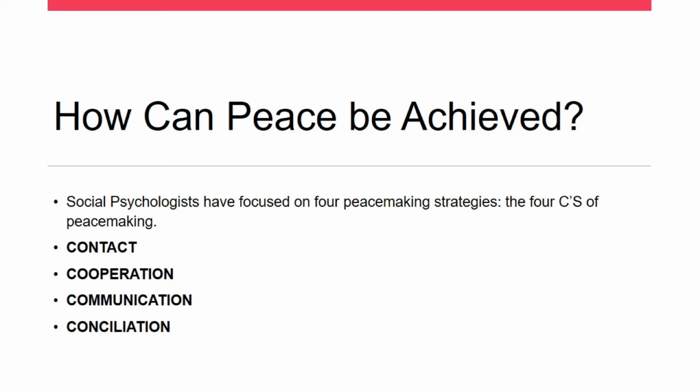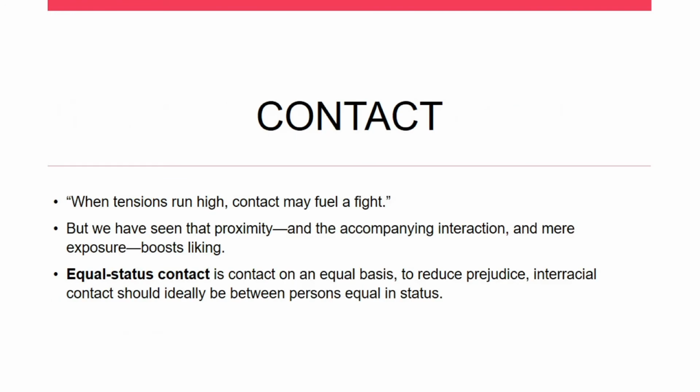Social psychologists focus on four peacemaking strategies, which we can remember as the four C's of peacemaking: contact, cooperation, communication, and conciliation. So the first C is contact. When tensions run high, contact may fuel a fight. But we have seen that proximity and the accompanying interaction and more exposure boost liking.